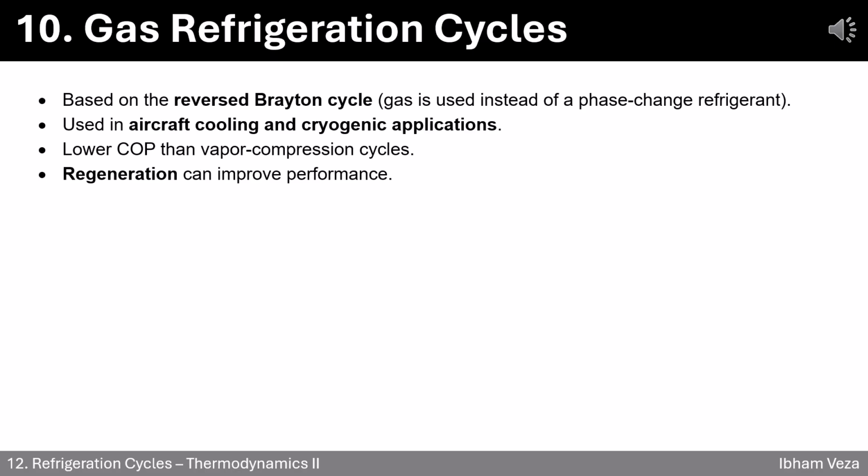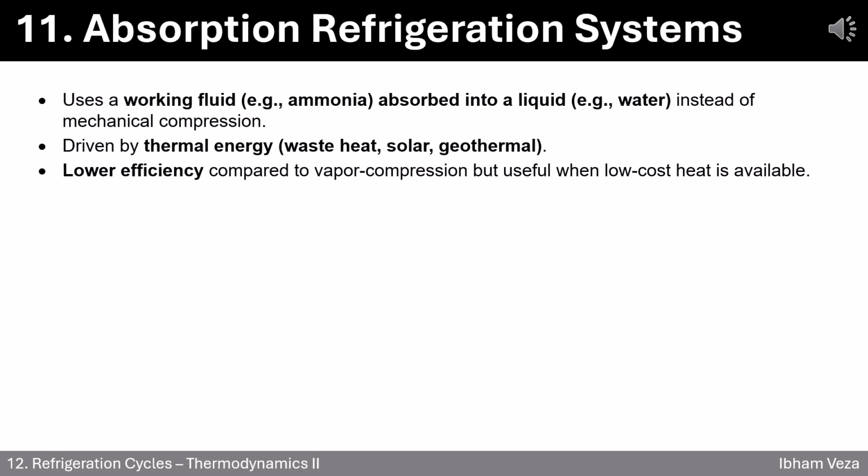Sometimes we use gas. Gas refrigeration cycles are built on the reversed Brayton cycle, where there's no phase change, just compressed and expanded gas. You'll see these systems in aircraft cabins and cryogenic applications, where simplicity and lightweight matter more than efficiency. Yes, their COP is lower than vapor compression cycles, but they have fewer components, making them ideal for aviation and high-tech cooling. Regeneration, where exhaust heat is reused, helps boost their performance, squeezing more cooling out of each cycle.